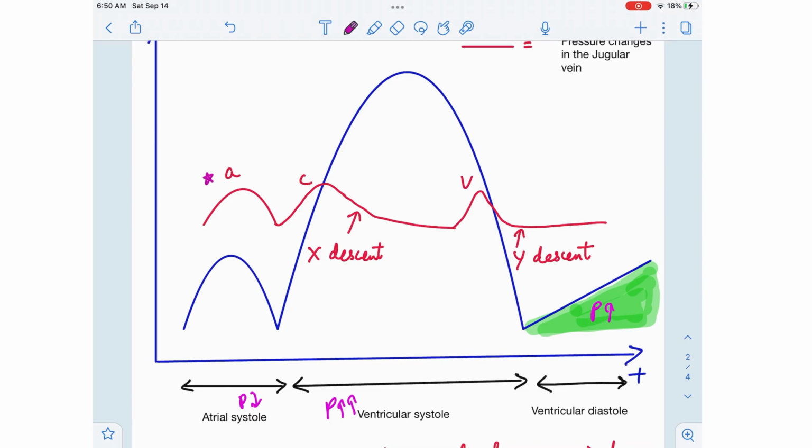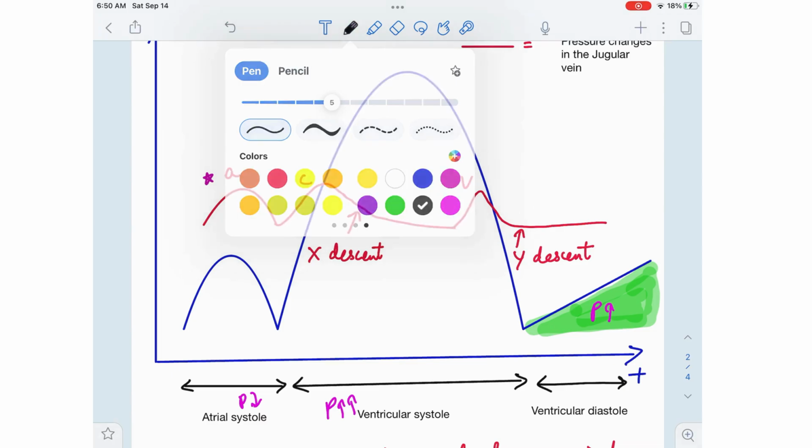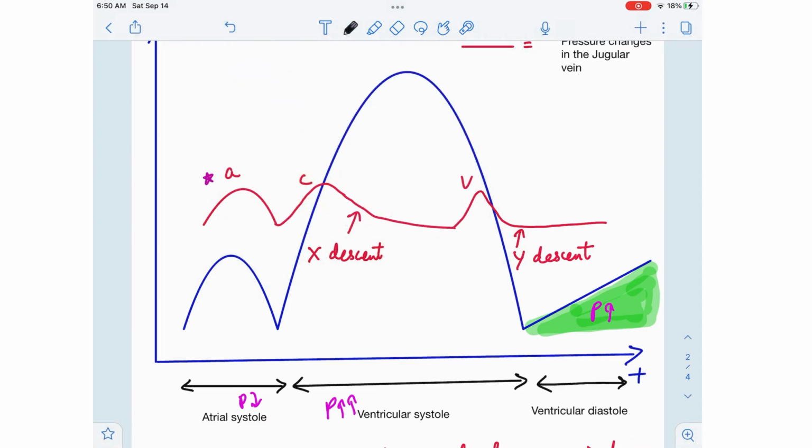And then at this point of the graph, right, at the end of atrial systole, your atrioventricular valves will be closed. Both the tricuspid and the bicuspid valves will be closed, right? So at the end of atrial contraction, all the valves in your heart are closed, right? Now, at the end of atrial systole, your ventricles will be filled with blood.